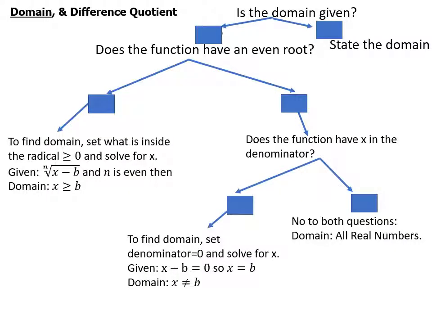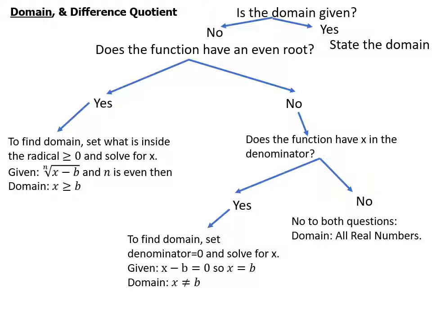And then for 1.4, we're looking at domain and difference quotient. First off, you always look, is the domain given? No, then we ask the question, does the function have an even root? If yes, then we set what's inside greater than or equal to 0 and solve. If no, we ask the question, does the function have x in the denominator? And we've got yes or no.